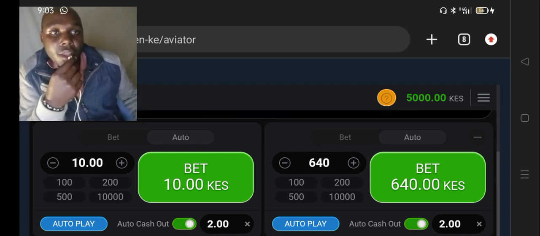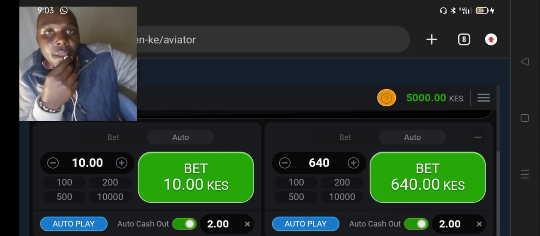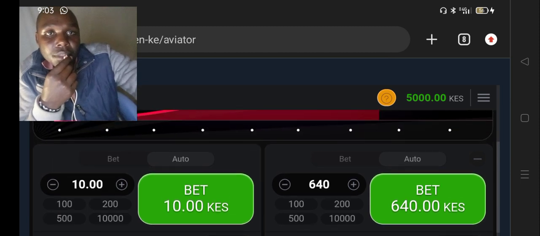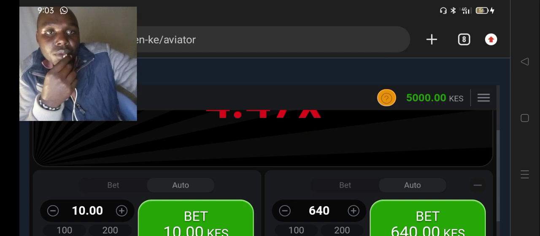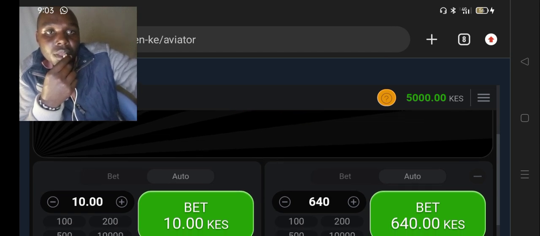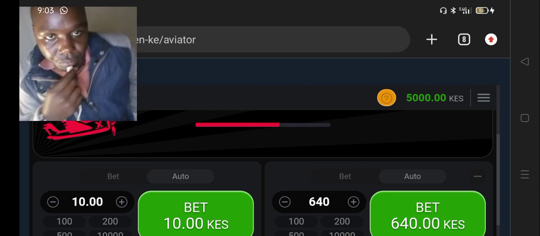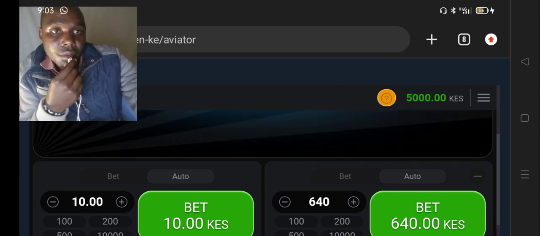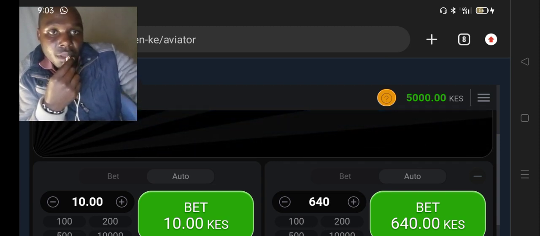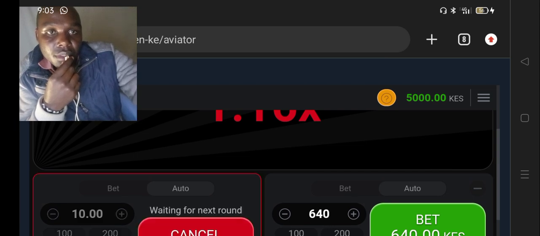When we start playing, you will understand better. So guys, let me start replaying. And please guys, it is now 9:03, that is the time up there. We will also time ourselves, because we want to do this until we get, let's say, a profit of 500 shillings because of time. So we are going to start. For now we will start with any round.